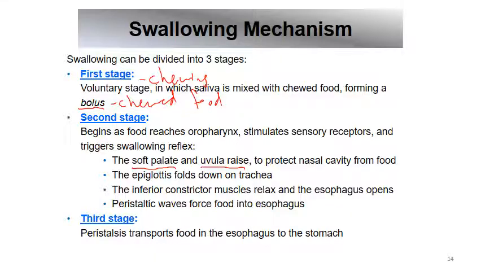Then also know the epiglottis folds down on the trachea. This is the little flap that closes off the trachea, your windpipe, so the food doesn't go down to your trachea, down to your lungs. You don't want that. There are also muscles that relax that help to open up the esophagus, and the peristaltic waves force the food down into the esophagus. And then finally, the third stage, peristalsis, transports the food to the stomach.